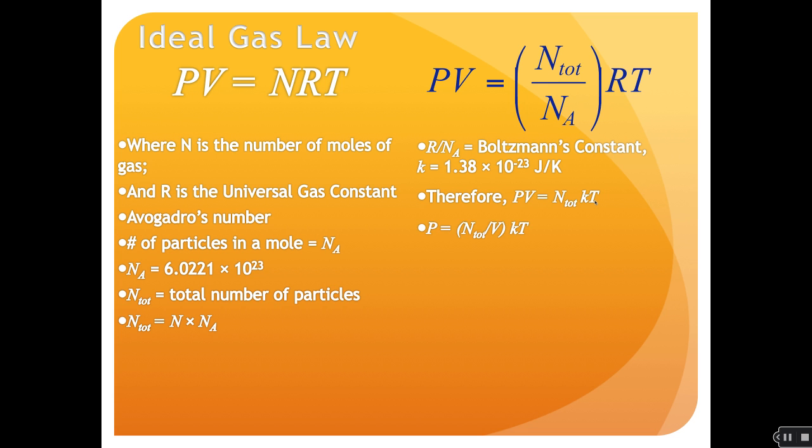But if we take N total dividing by the volume, so I've divided both sides by the volume, then we get the number density of the particles. So we've got the total number of particles divided by the volume they occupy. That gives us the number density, so now that's the little n. And so now we've got P equals nkT.